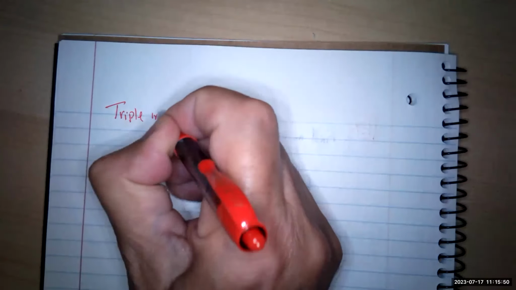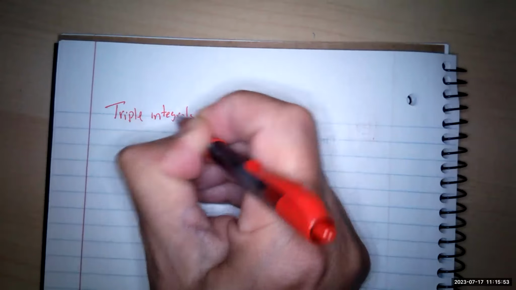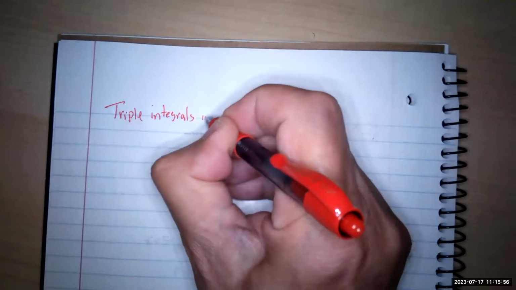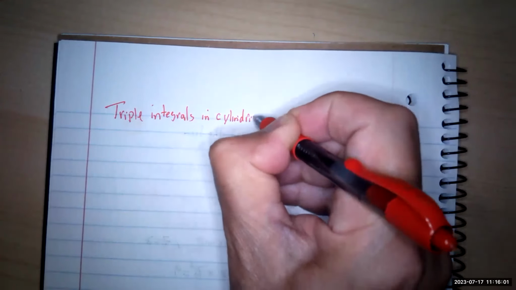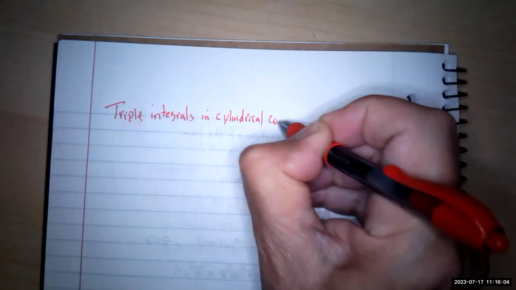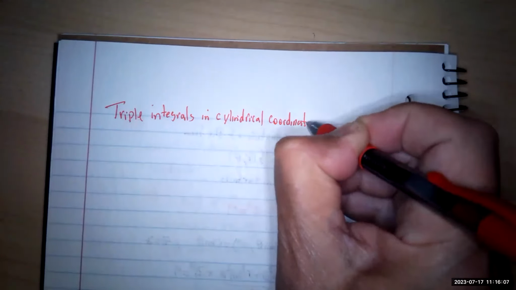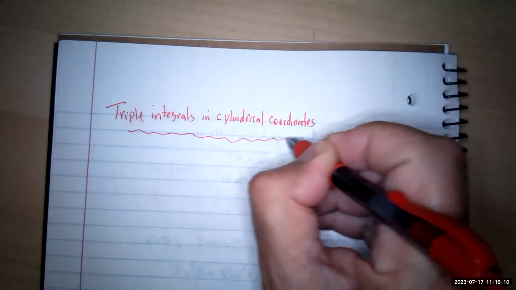So let me write it down. Triple integrals in cylindrical coordinates. You have already done the polar one, so you have a good idea of the two-dimensional case. You fix the z, you drop down to the two-dimensional. So there you are. This is the way we do it.